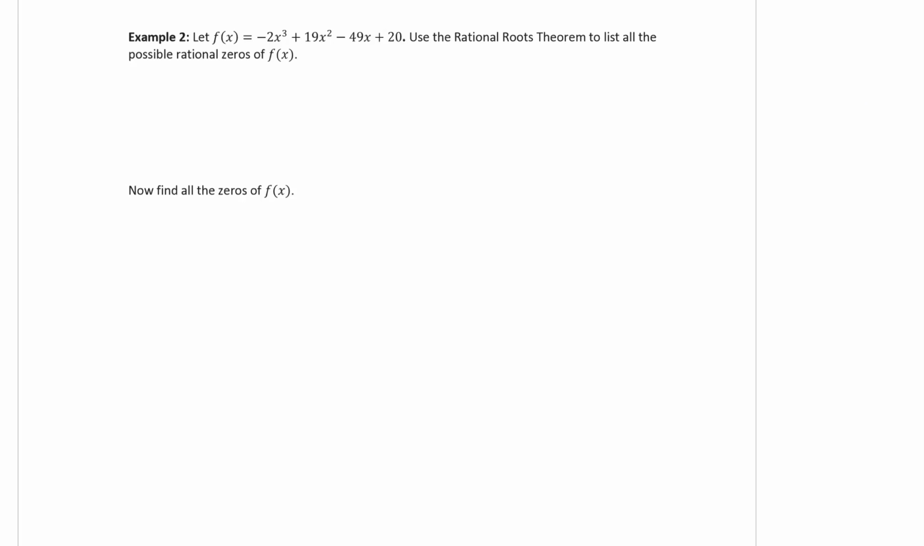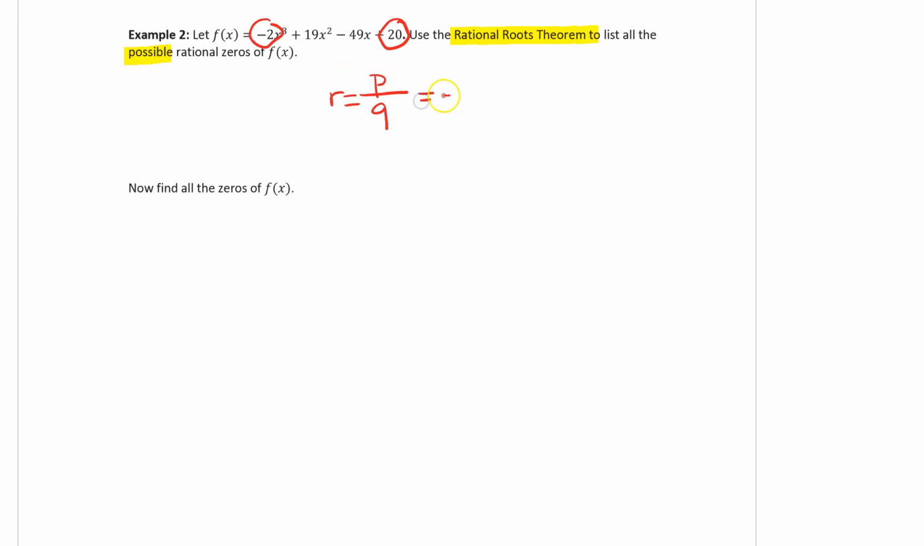Let f of x equal -2x cubed plus 19x squared minus 49x plus 20. And it says use the rational roots theorem to list all the possible rational zeros. And so you want to do your p over q. And so our possibilities are going to be the factors of p over q. So if p is 20, that means the factors would be 1 and 20, 2 and 10. 3 doesn't work, but 4 and 5 work, and there's no numbers or integers between 4 and 5, so that's my entire list, over the factors of q, which are 1 and 2.